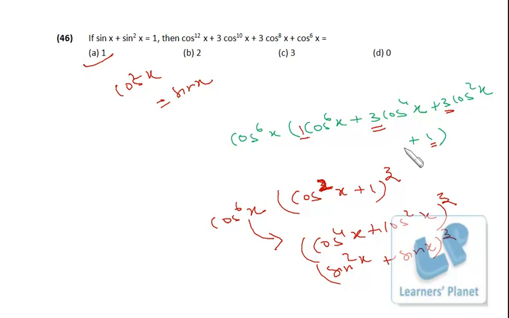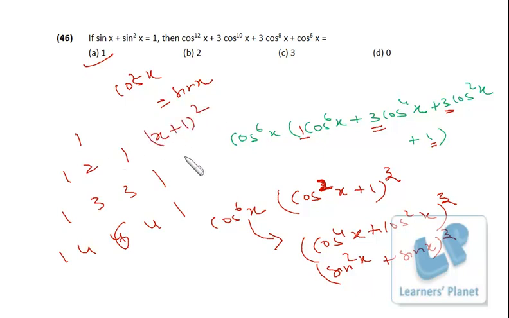And I have already shown you Pascal's triangle: 1 2 1, 1 3 3 1, 1 4 6 4 1. That is x plus 1 whole square, that is x plus 1 whole cube, that is x plus 1 raised to 4, right? So if you can observe the coefficients, immediately you can convert this to this, right?